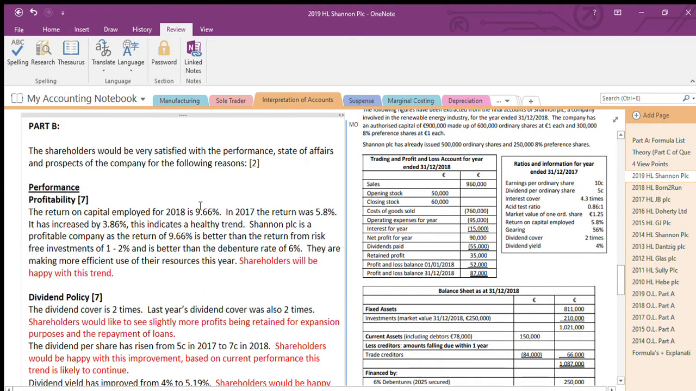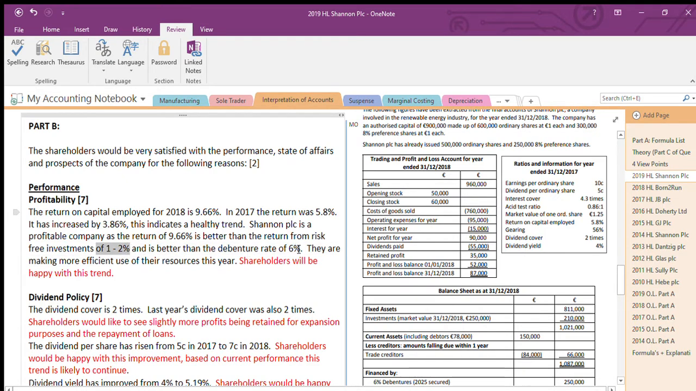So you say what this year's is, you say what last year's was, you compare them, talk about the trend, and then you're saying whether they're profitable or not, and compare it to the risk-free investment and debenture rate. And I know there's a few things going on there, but you will do that for every single question. I have that in black. The reason I have it in black is that is what you say for every question. The little red piece here, that will change depending on what they ask. So in this case, shareholders will be happy. In another question, you could say the bank manager won't be happy, and so on and so forth. But the numbers here, that stays the same.